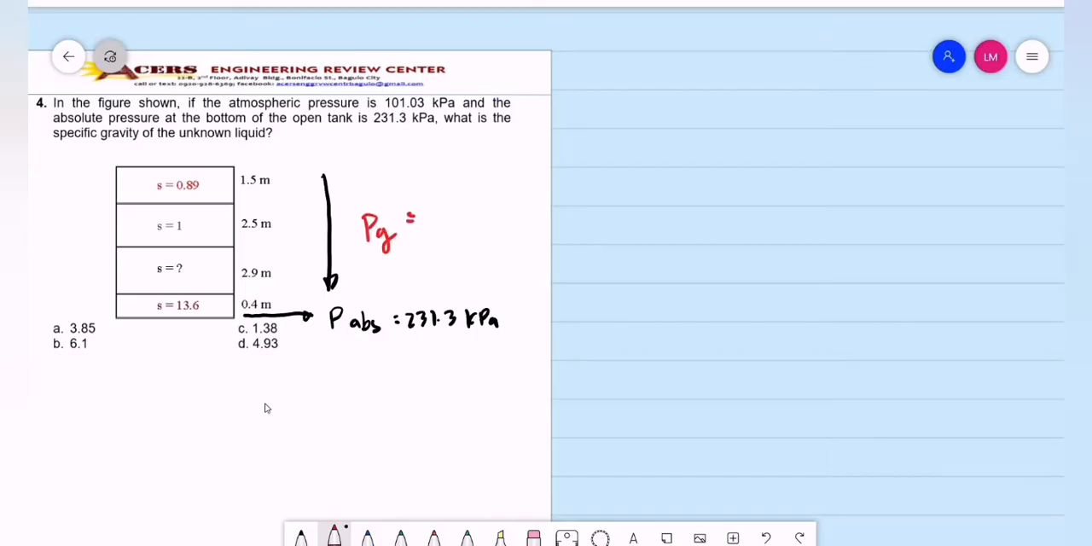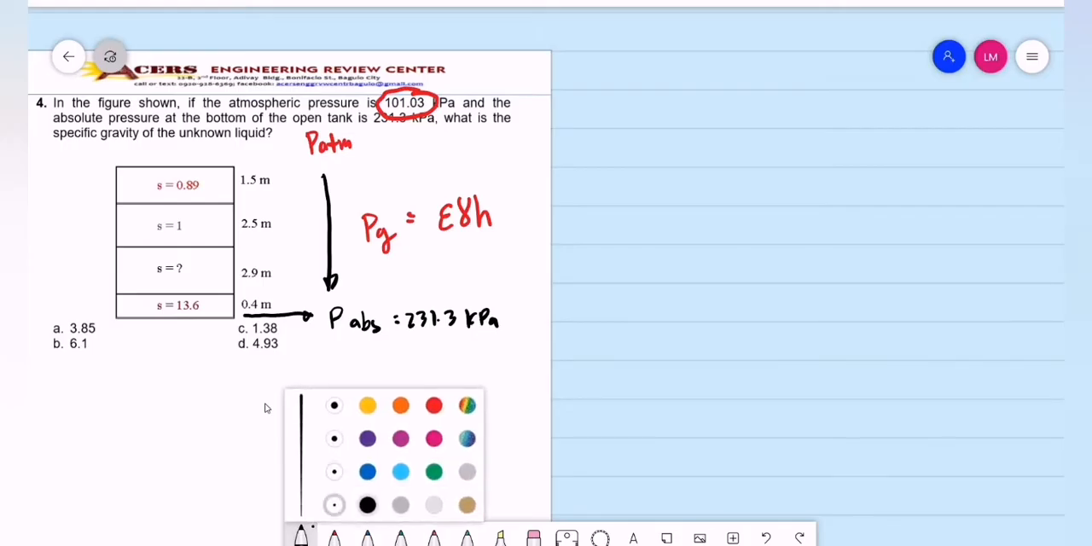So how do we compute the gauge pressure? That is the unit weight gamma times height. But if we have layers of liquids, all we have to do is summation, the summation of gamma H. And the air pressure will give us PATM. Take note, there's a given value, so we are to use that value. We are not using the constant. Go back to our equation.